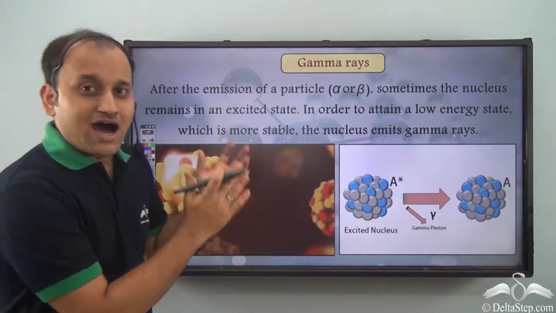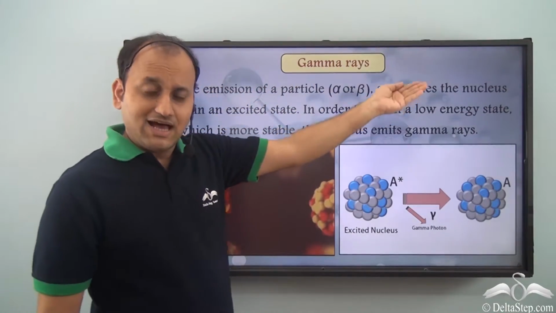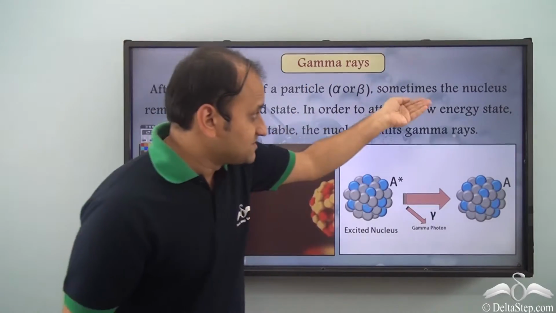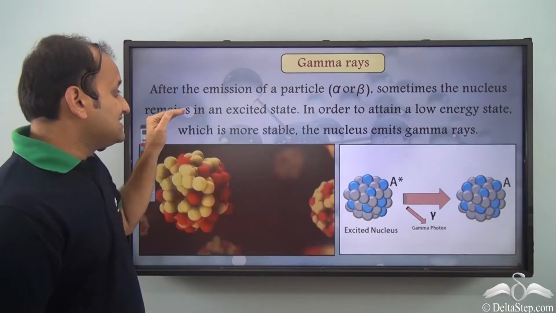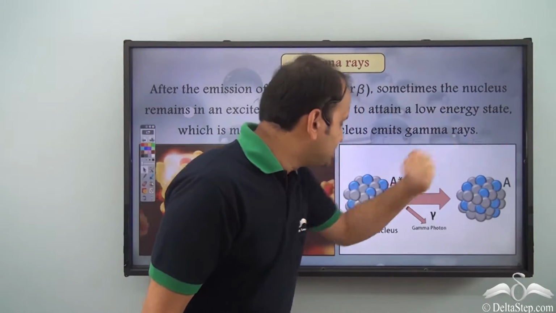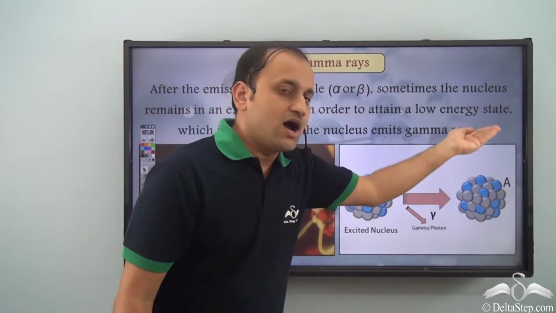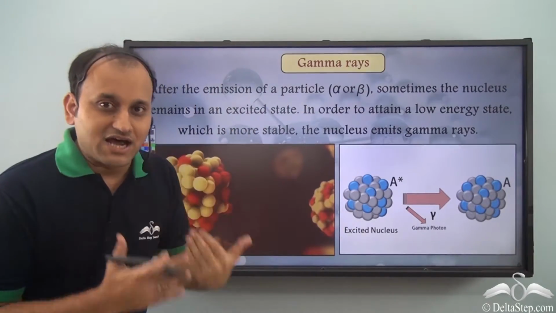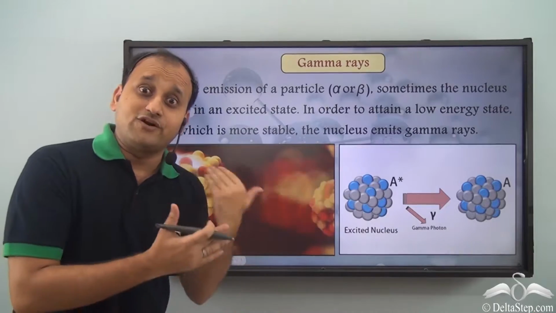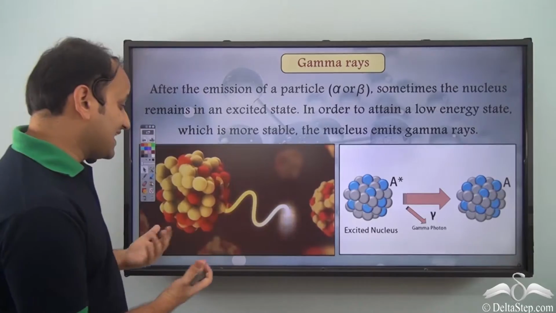So what exactly are gamma rays? After the emission of either an alpha or beta particle, sometimes the nucleus remains in an excited state. Now, in order to attain a low energy state, which is more stable, the nucleus emits gamma rays. So the target is to attain a lower energy state, which is more stable, and for that the nucleus emits gamma radiation. So how exactly does it work?